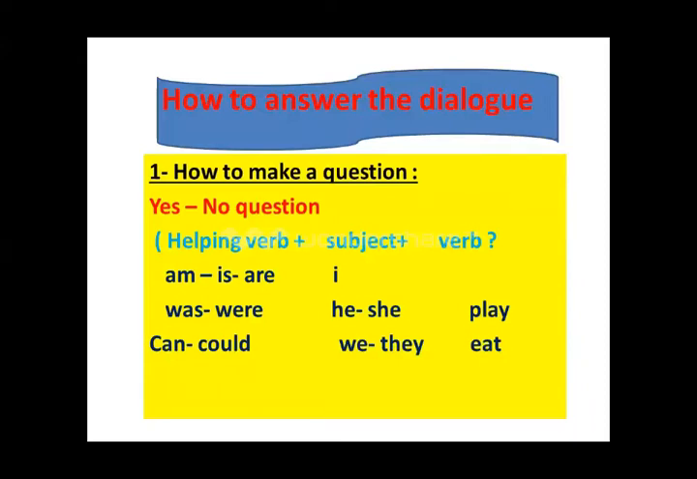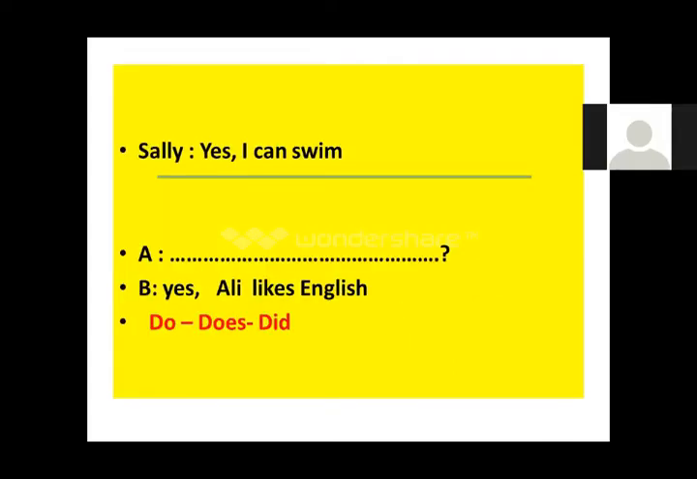How to make a yes or no question? Yes or no questions, we will start with helping verb, then subject and verb. This is the order of yes or no questions. What about helping verb? Helping verb like am, is, are, like was, were, like can, could. Subject like I, he, she, we, they. Verb like play, eat. Is it clear? This is the yes or no question.